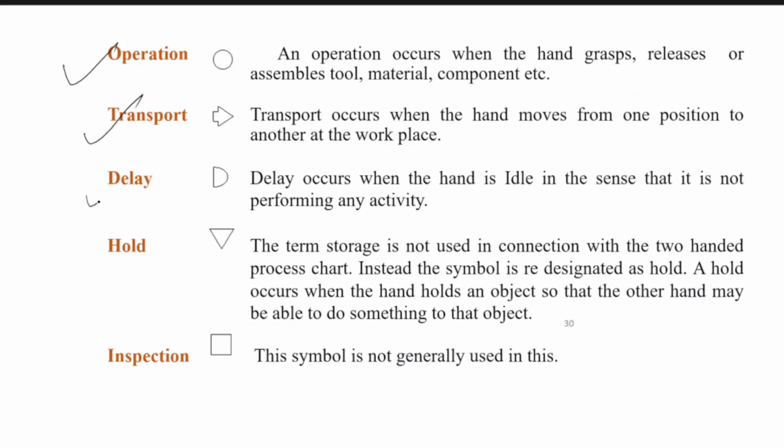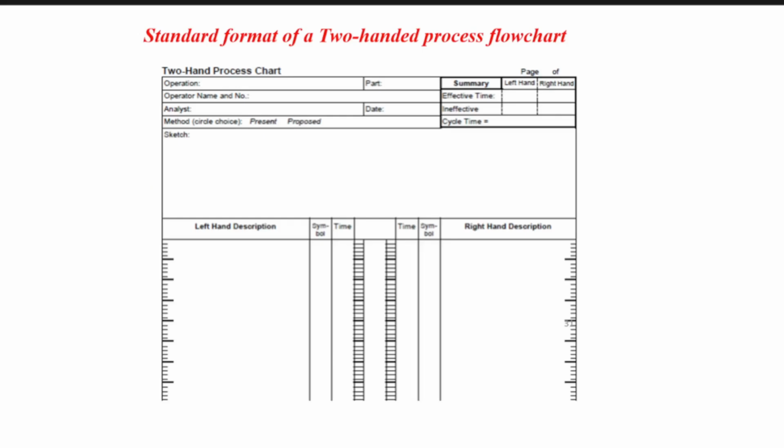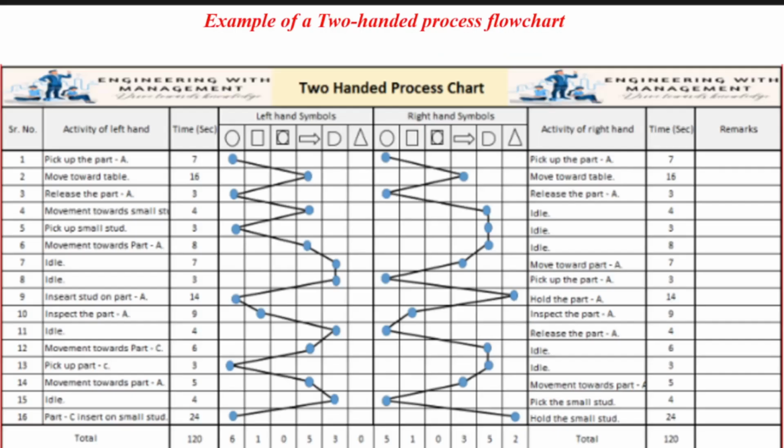So operation, transport, delay, hold, and inspection. These symbols are there. The inspection symbol is not used mostly. Now look over here. Standard format of a two-hand flow process chart. So there is a left-hand description and there is a right-hand description. Time is mentioned, and the activity which is being done, its symbol is mentioned. So now let us have a look at the two-handed process flow chart.